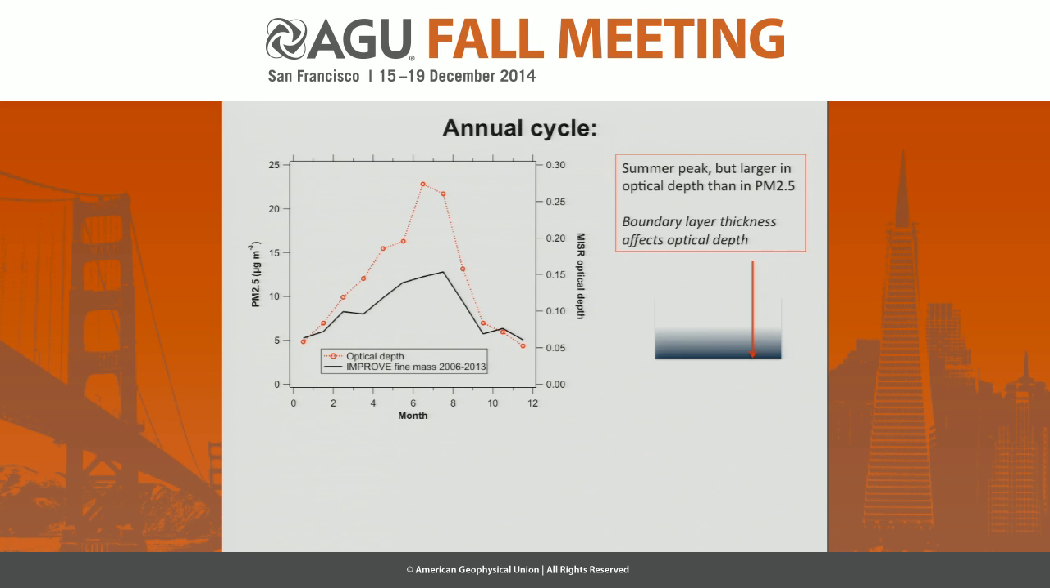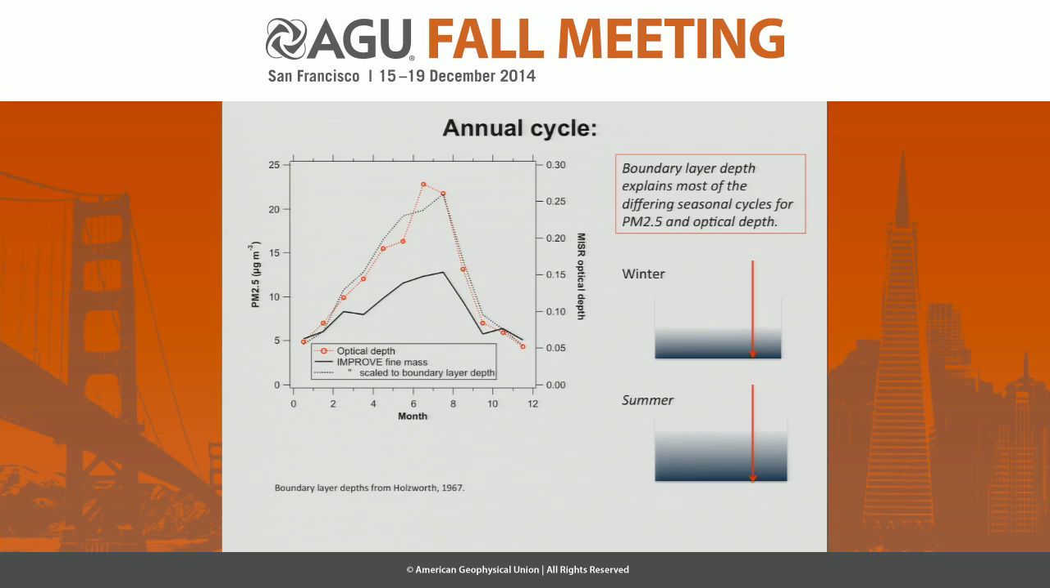So I found some boundary layer thickness numbers in the literature from 1967. You take the IMPROVE curve and you scale it to the boundary layer thickness. You basically reproduce the satellite aerosol optical depth. This doesn't mean there's nothing else going on. I mean, it isn't the case that you have this step function in all the aerosols in the boundary layer, but it does mean you don't have to invoke any novel mechanisms to explain the satellite seasonal cycle in optical depth.